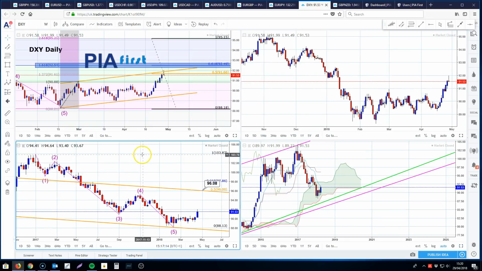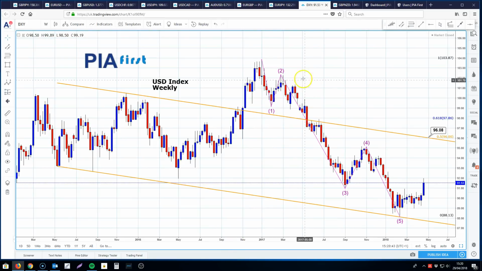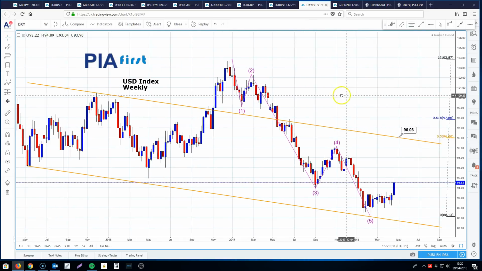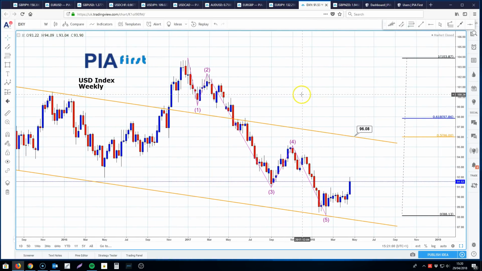The weekly chart, we can see that the last move to the downside was in a bearish Elliott wave formation. We've completed the first bearish 5-wave pattern, and we're now assessed as being in this corrective move to the upside. Now we've got trendline resistance coming in at 96.08, and then we've got our 50% pullback level of this sell-off located at 96, the figure.